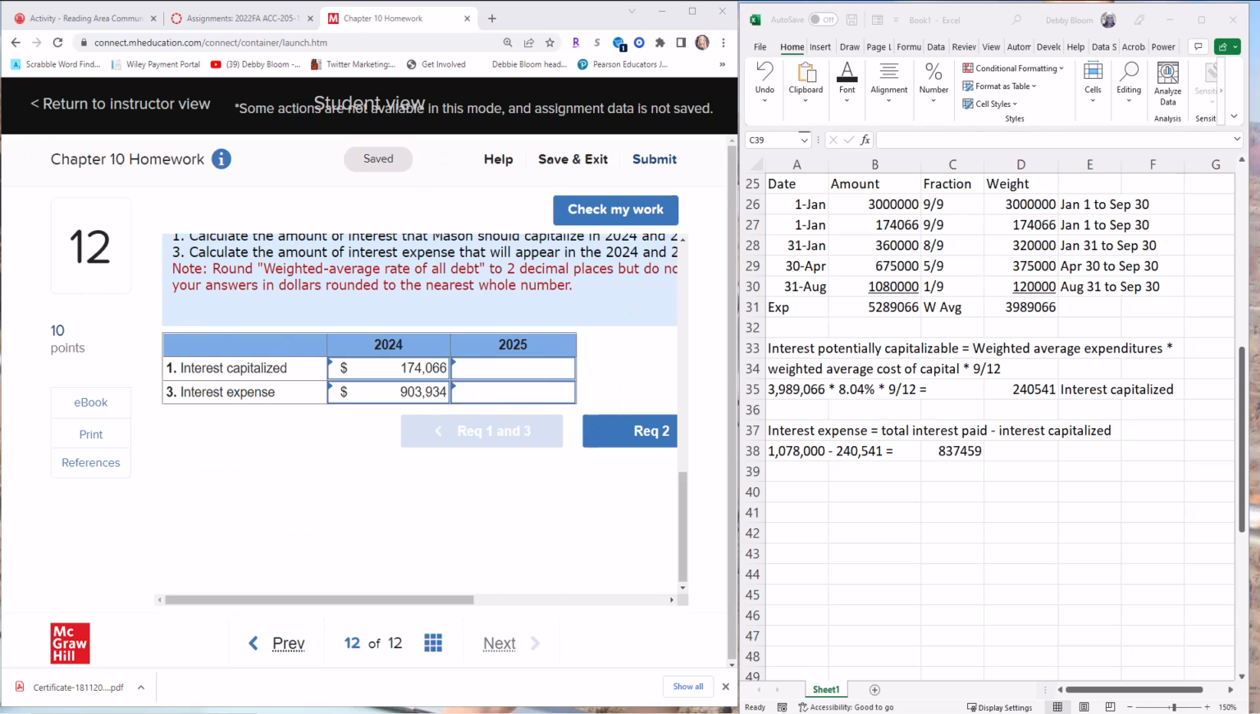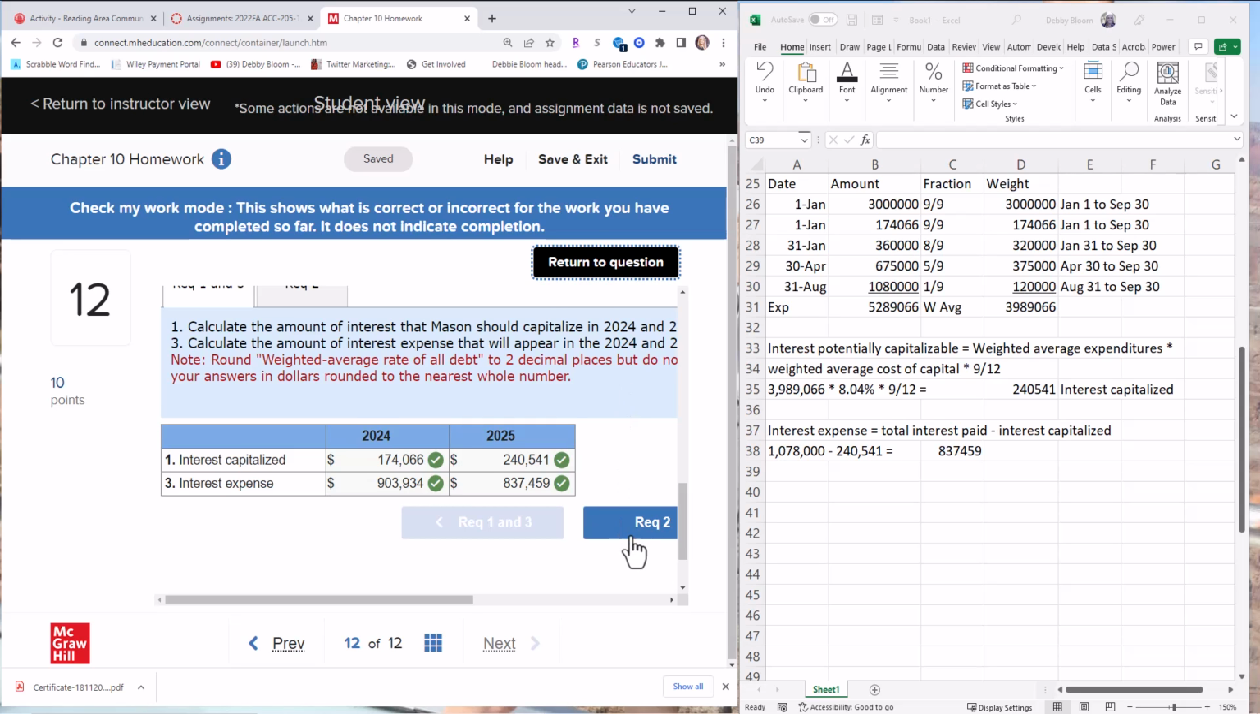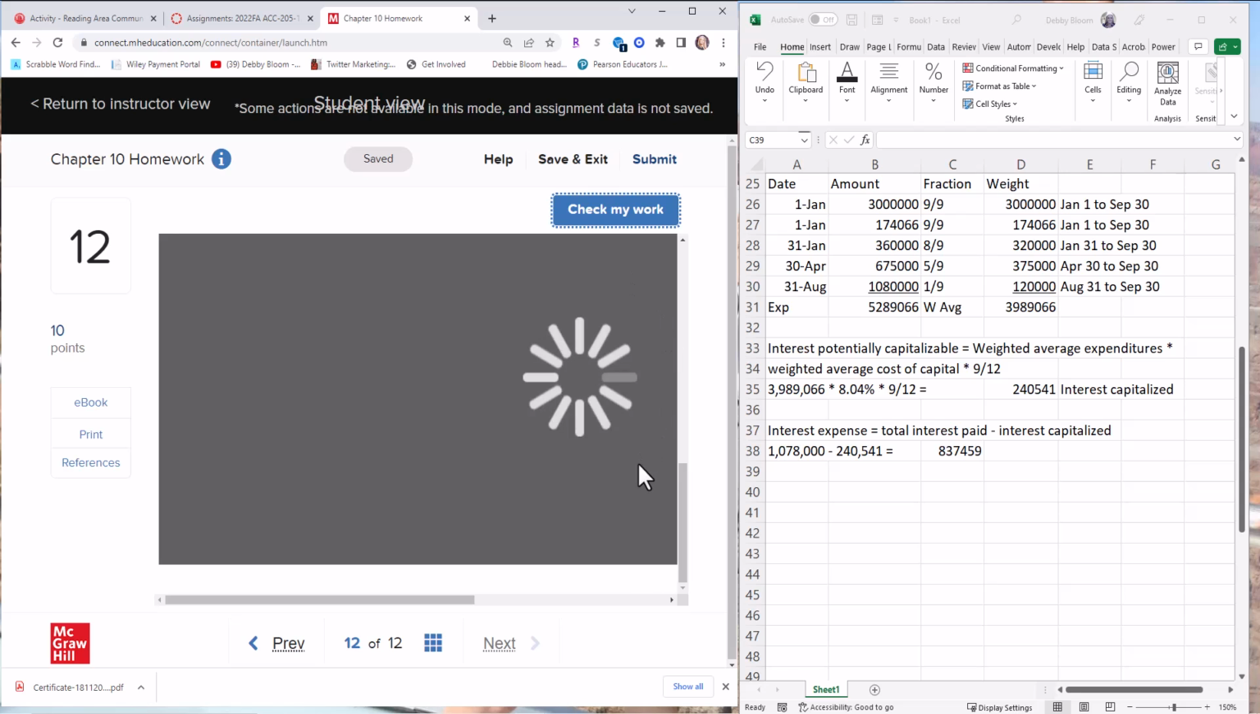So I have calculated that for 2025, my interest capitalized is 240,541, and my interest expense, 837,459. So now we just move on to requirement 2.